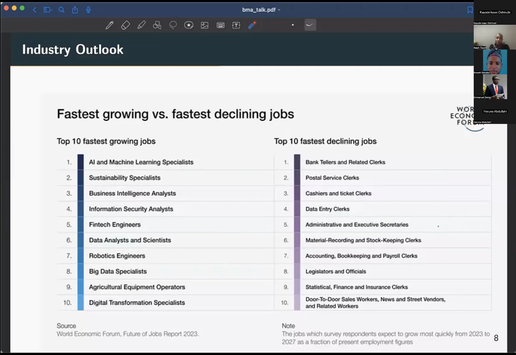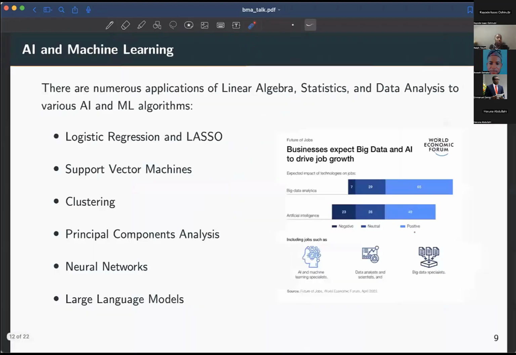and we look for employment. Okay, so with AI and machine learning, there are numerous applications of linear algebra, statistics, data analysis, and calculus to various AI and ML algorithms. I've written some of the algorithms there. Maybe in the discussion, we can look at what the details are.